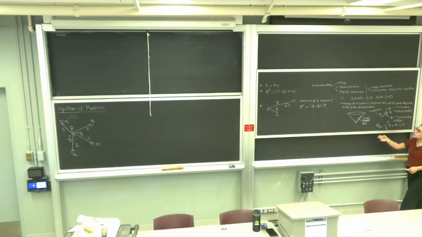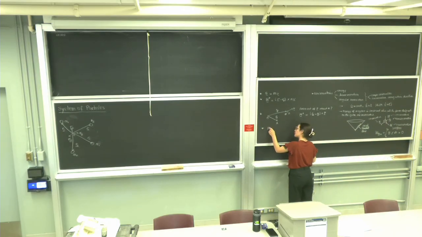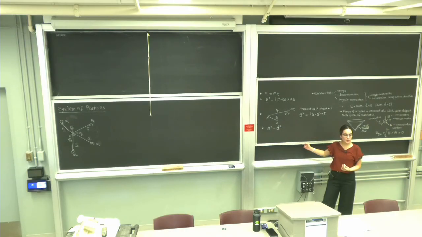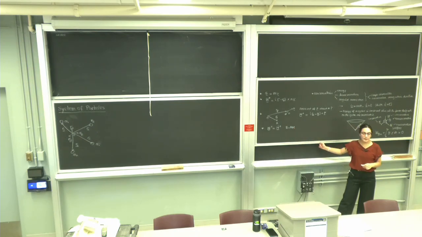Okay? We also know the balance of angular momentum theorem. The sum of moments about O is equal to h dot O, the rate of change of angular momentum about O. So this is the balance of angular momentum for a particle. Is this independent from the balance of linear momentum?